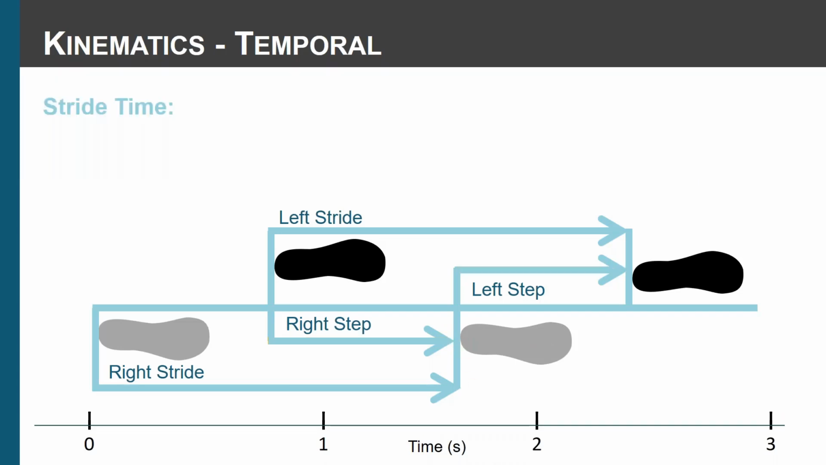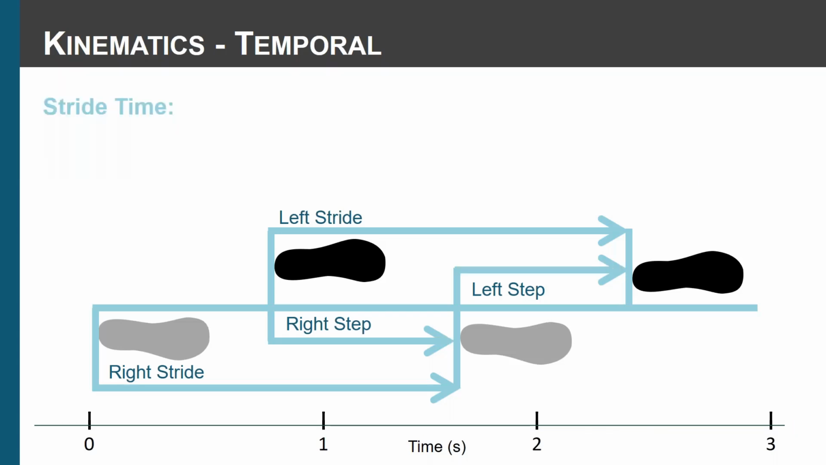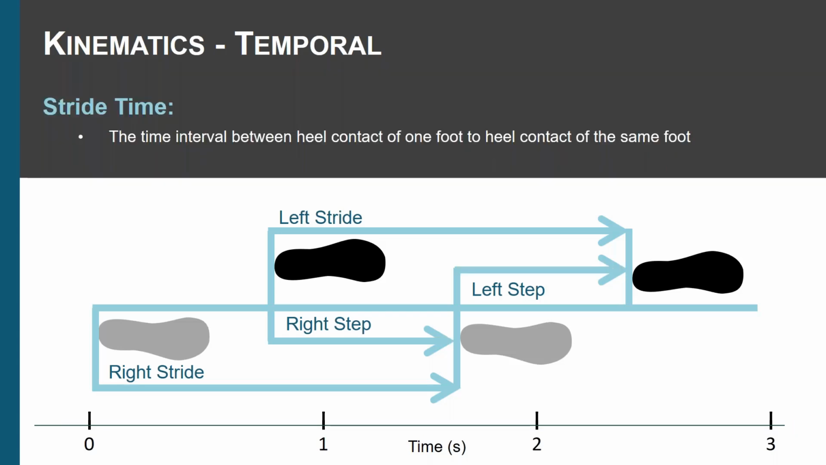And just to reiterate, when we're looking at the step time, again, we're talking about asymmetries. There's not a specific amount of time that would be defined as pathological at this point. We're just looking at a right step time that would be the same as or close to the left foot step time as optimal. Stride time is the time interval between the heel contact of one foot to the heel contact of the same foot. And again, asymmetry between the left and the right is what we're looking for.